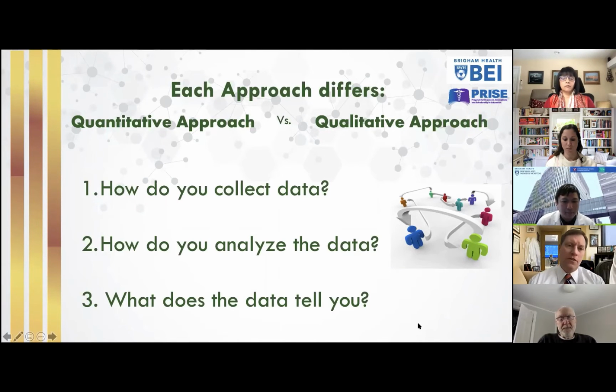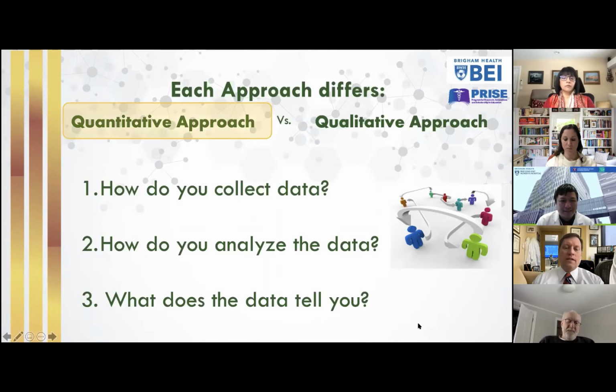I'm going to go first and walk through the quantitative approach, answering these three questions. Glenn and Subha then will move through the exact same questions using the qualitative lens. And we'll try to give some examples along the way that at least get your mind thinking in terms of the differences.